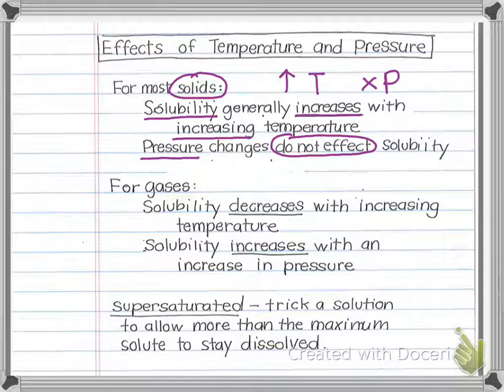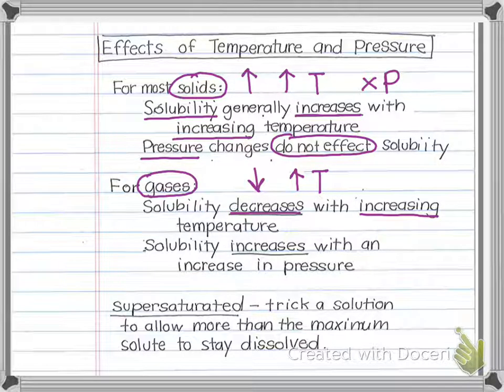Now gases, on the other hand, are affected by both temperature and pressure. In general, the amount of gas that can be dissolved will decrease as you increase the temperature. So solubility goes down with an increase in temperature. So for solids, the solubility goes up as you increase the temperature. For gases, the solubility goes down.